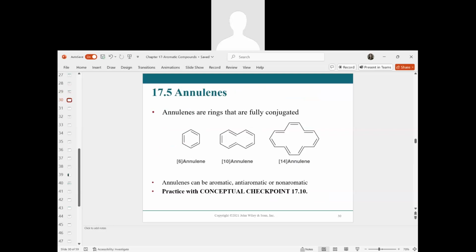What we see here is a type of conjugated ring once again. These are called annulenes, and the rings are fully conjugated throughout the whole structure. So we have 6 annulene here, which is benzene, 10 annulene in the middle, and 14 annulene on the end. Whether they follow those previous criteria, they could be aromatic, like benzene, or we could check them to see if they are anti-aromatic or non-aromatic, depending on the number of pi electrons.